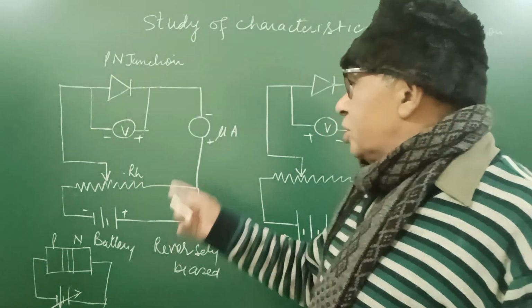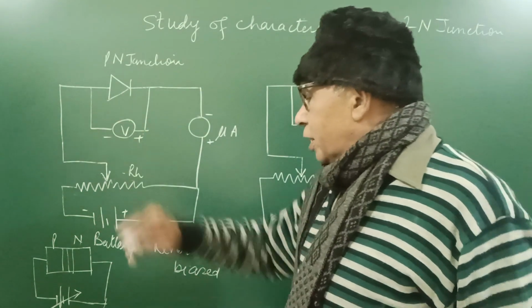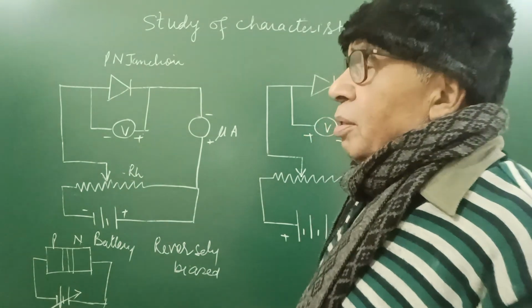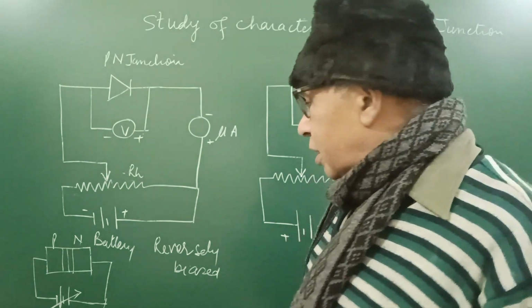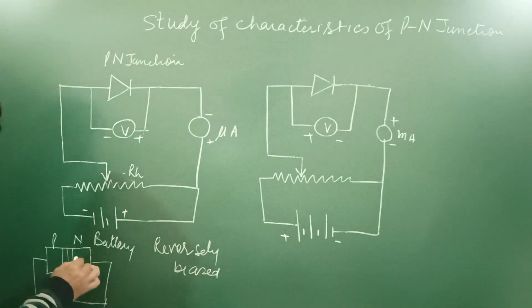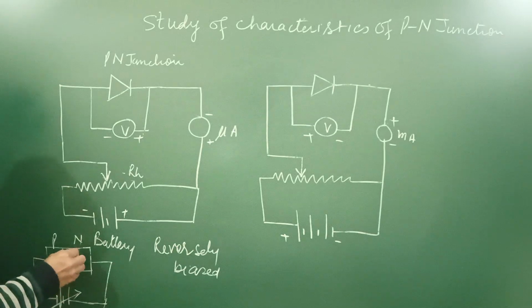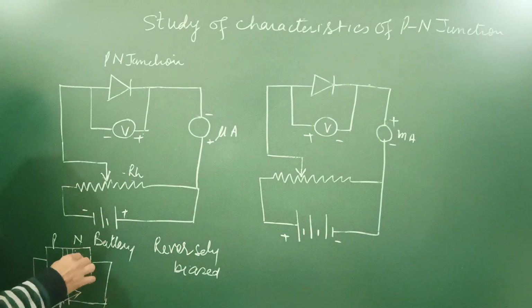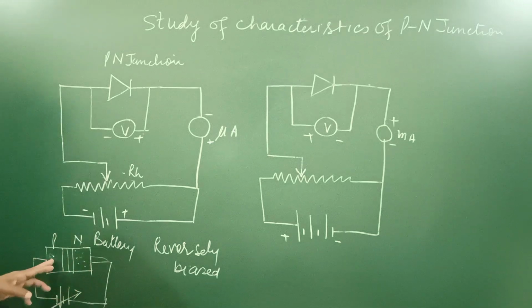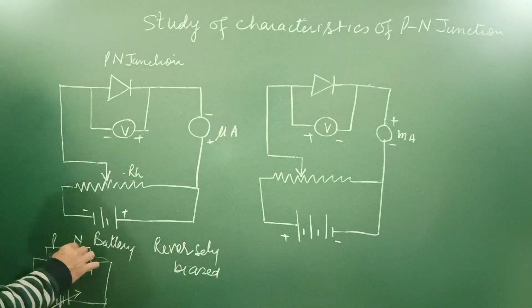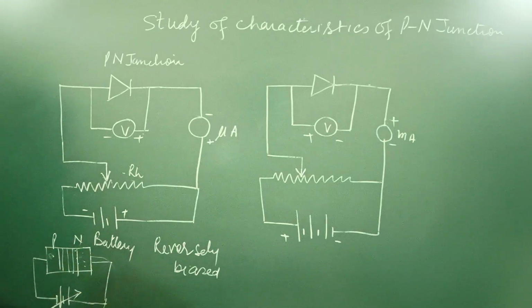So initially when reverse bias voltage is low, there will be a weak current which will be due to minority charge carriers. I told you here, holes are minority, electrons are in majority. Majority electrons are collected by battery, and holes are collected by battery. But minority charge carriers, holes and electrons, are there. They will jump, the depletion width will increase, but a weak current may flow.